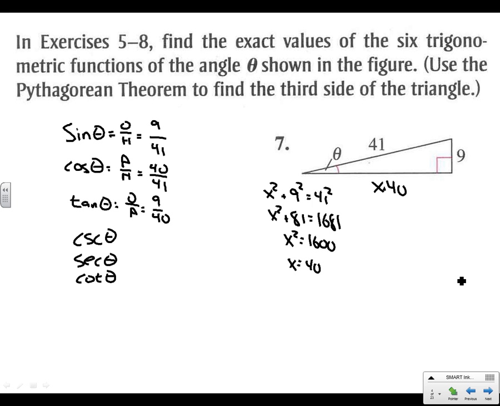The flips of the previous three: 41 ninths, 40 ninths, and, I'm sorry, I skipped one. 41 over 40, went too fast. And the last one, cotangent, will be the flip of tangent, 40 over 9. Okay? All right, so in this case, if we have the side lengths, we can figure out what the cotangent of the angle is going to be.